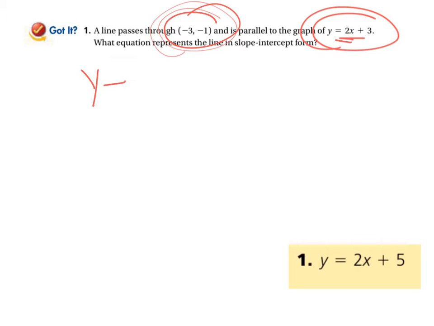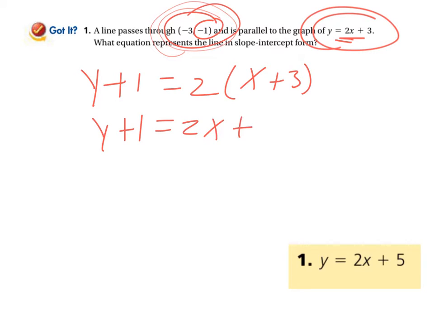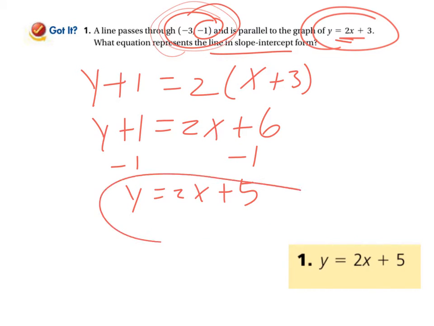y plus 1, right, because it's a negative 1, equals 2 times (x plus 3). Little distributive property fun here. y plus 1 equals 2x plus 6. Well, now we've got to start making it look nicer. We're looking for slope-intercept form, right? So we subtract the 1: y equals 2x plus 5. Oh, there we go. Lucky us, that's the right answer.